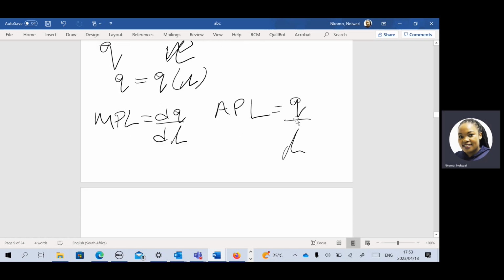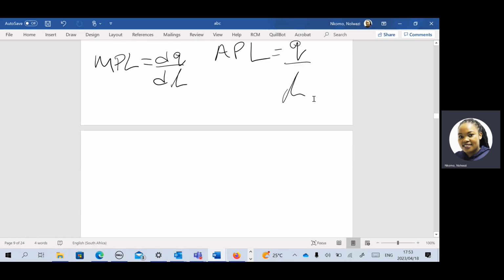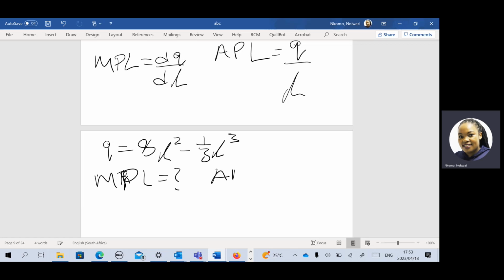Okay, let's do an example here. Suppose we are given our production function as Q equals 8L squared minus 1/3 L cubed. And we are asked to find the marginal production of labor and the average production of labor.